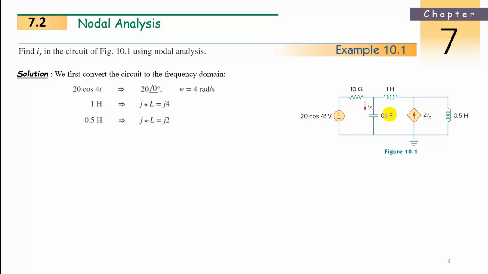So what is the equation to convert the capacitance from time domain to frequency domain? 1 by j omega C. So 1 divided by j times omega, which is 4, and 0.1. So 0.4 will come. So 1 divided by 0.4, how much is it? 1 divided by 0.4 is 2.5. Okay, so it will become 2.5.